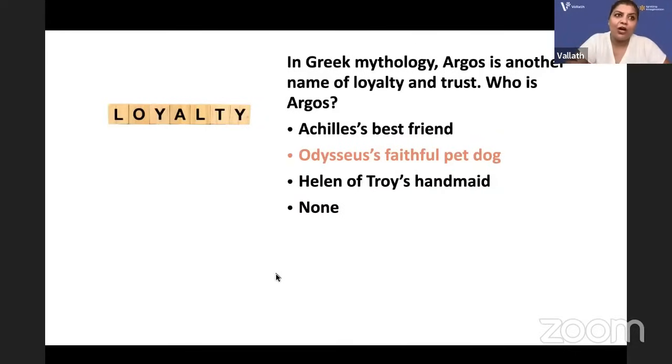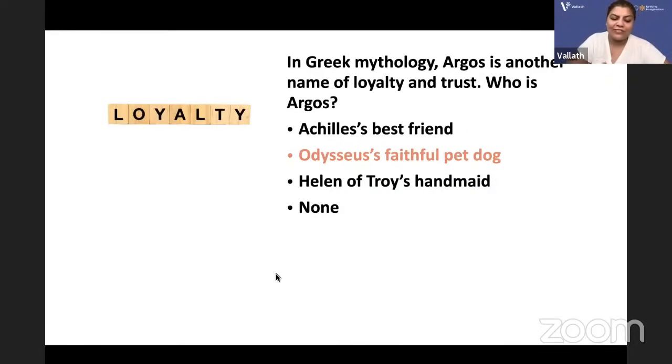What is the name of the dog in Oliver Twist? In Oliver Twist, there is Bill Sikes. Bill Sikes has a dog. It's a very funny name. What is the name of the dog? It is Bullseye. That is the name of the dog.